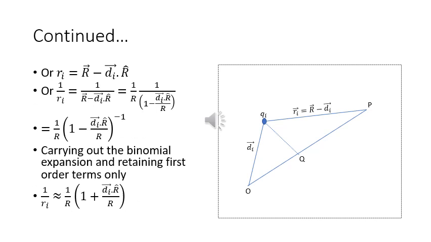What we are doing is simply improving upon the first approximation. So when we have Ri equal to R minus di dot R, taking the reciprocal of Ri, we will have 1 upon R minus di dot R. Taking 1 upon R outside the brackets, within the brackets we will be left with 1 minus di dot R upon R. Let's carry out a binomial expansion. We will have 1 upon Ri approximately equal to 1 upon R times 1 plus di dot R upon R if we retain only the first order.